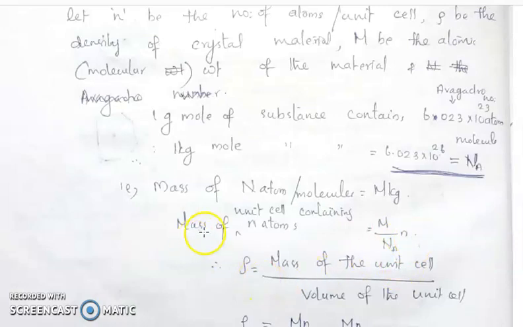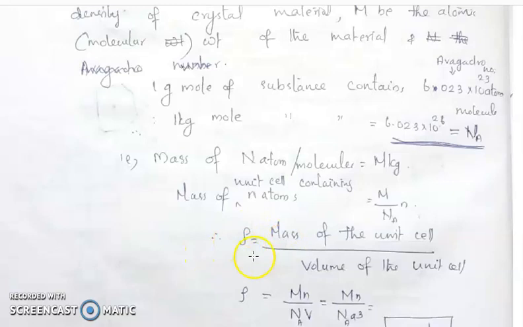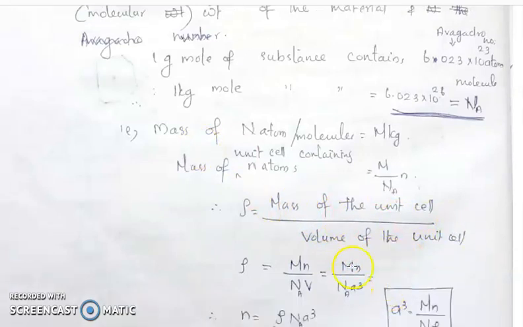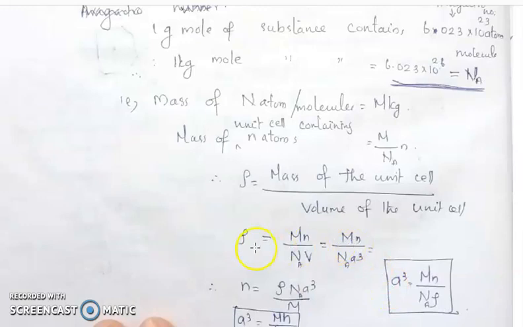So from this, the mass of the unit cell containing n atoms, rho, suppose we have to find, is equal to the mass of the unit cell divided by the volume of the unit cell. The mass of the unit cell becomes M into n, divided by Na, divided by the volume of the unit cell, which is V. So rho is obtained as Mn divided by Na into a cube. This is an important equation. Using this equation you have to find out the density of certain types of crystals.